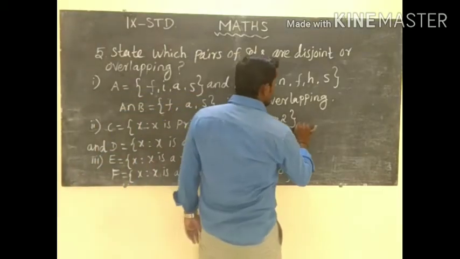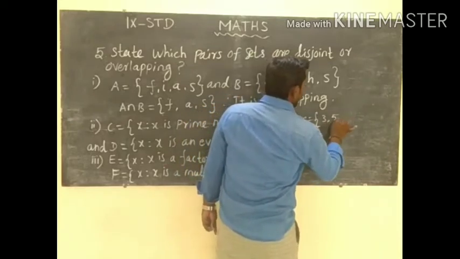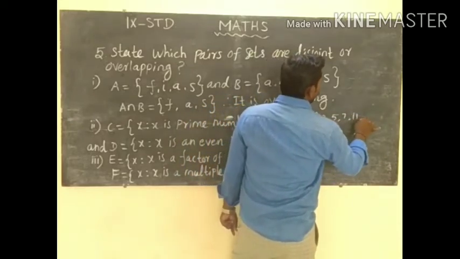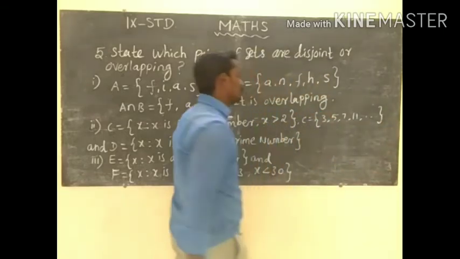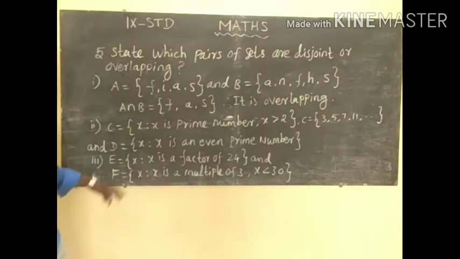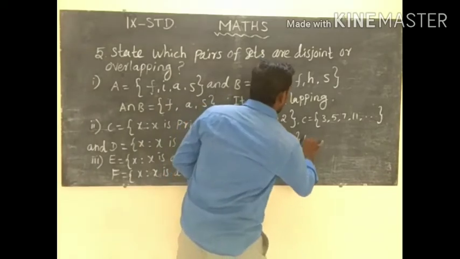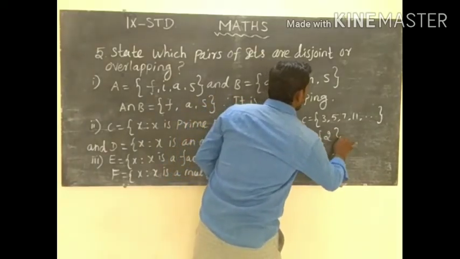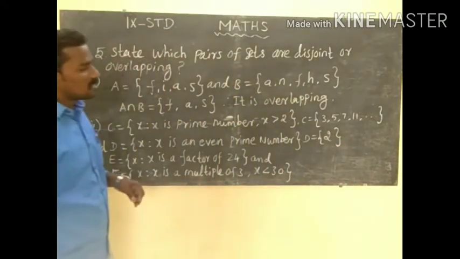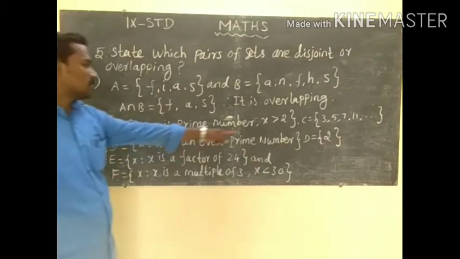Greater than 2, prime numbers are 3, 5, 7, 11 and so on. This is the collection of prime numbers. And D is equal to the set of x such that x is an even prime number. Even prime number only for 2. All other prime numbers are odd numbers. The only even prime number is 2.